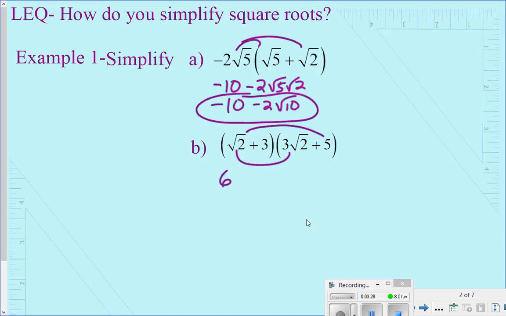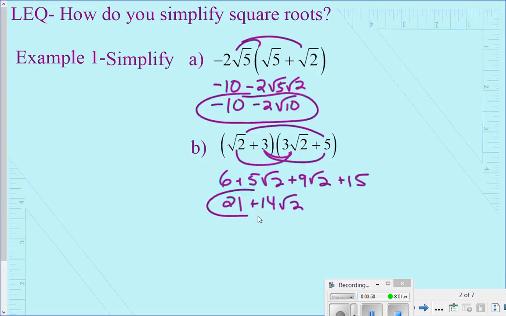Outer, 5 times root 2. Inner, 3 times 3 root 2. 3 times 3 is 9. So 9 root 2. And last, 3 times 5, 15. So 6 and 15 add to 21, and the 5 root 2 and the 9 root 2 add to 14 root 2. They're not like terms, therefore that's my answer.